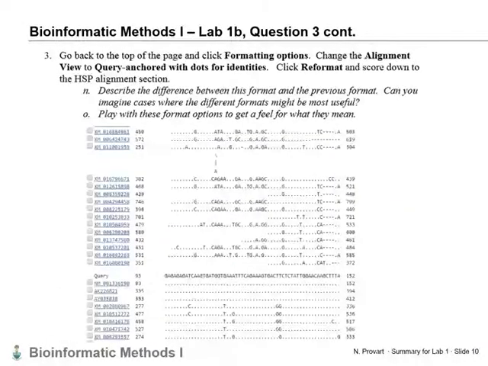So question 3N asks, we're looking at a reformatted BLAST output, and here these are query anchored with dots for identities. If we reformat and look at the output, instead of these pairwise alignments, we actually see the query sequence here. A dot denotes that the nucleotide at that position is exactly the same as in the query sequence. And here we start to see a few changes in these other sequences.